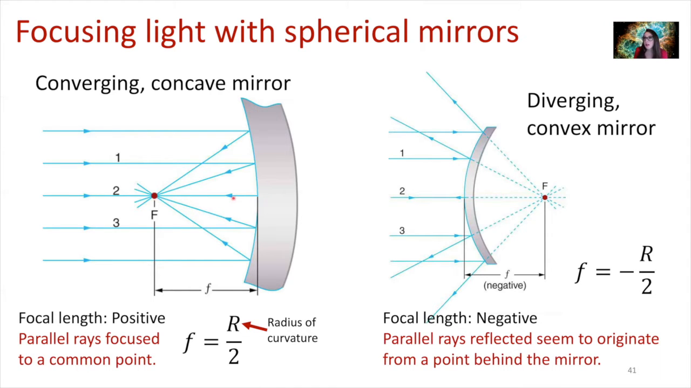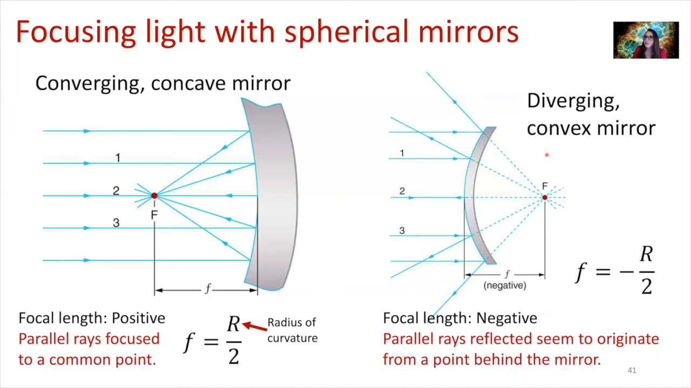Now mirrors also have something that we call the radius of curvature. The focal length is always half the radius of curvature. So if this is the focal length of my mirror, the radius of curvature would be over here at twice the distance away from the mirror. And the focal length for a converging concave mirror like this is positive. Our parallel rays focus to a common point here.